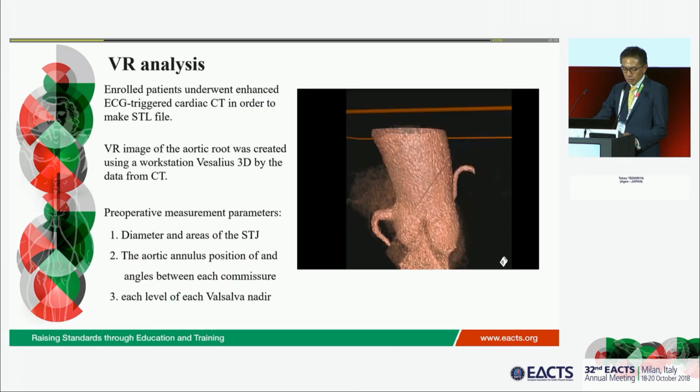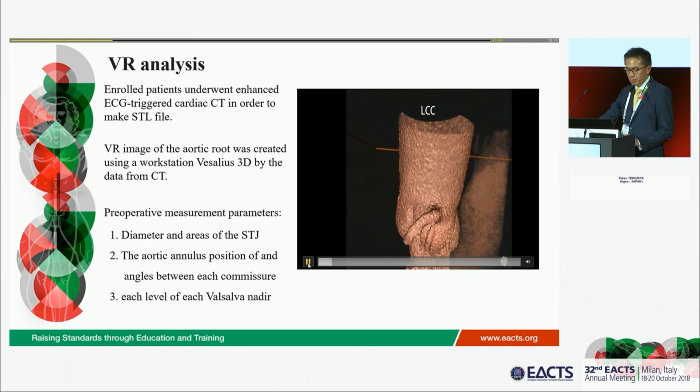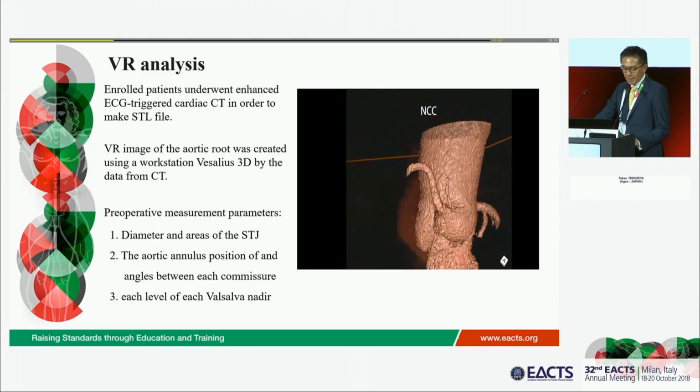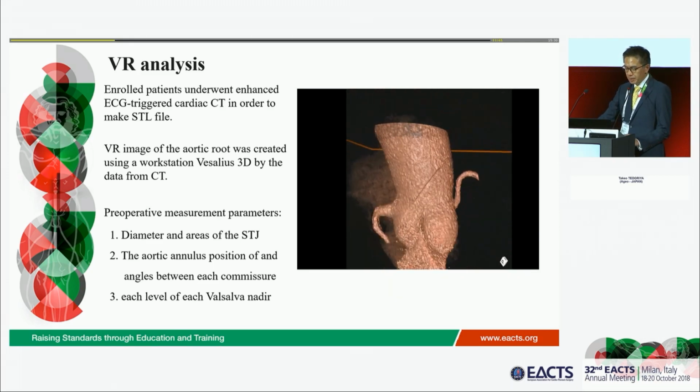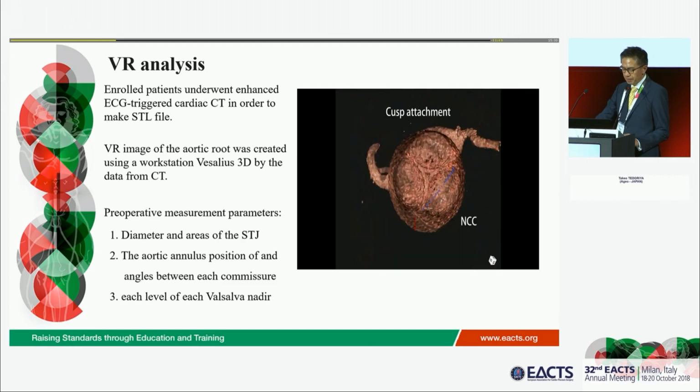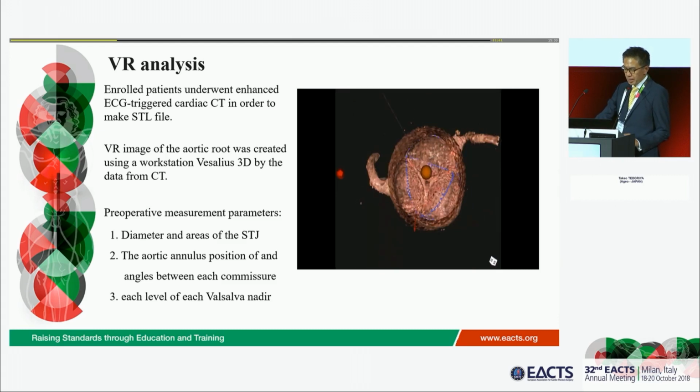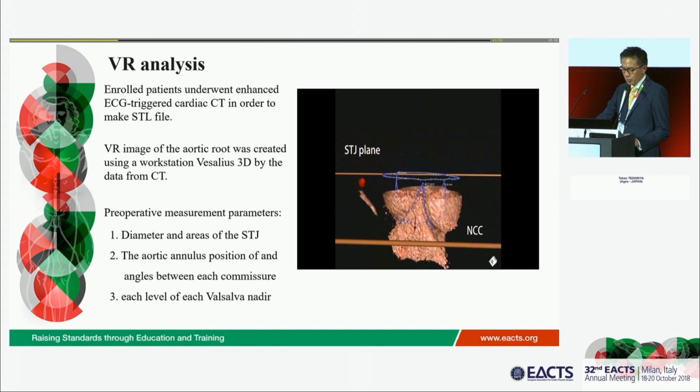So talking about VR analysis, enrolled patients underwent enhanced ECG-triggered cardiac CT in order to make STL files. VR image of aortic root was created using a workstation called Bizarrius 3D by the data from CT. This is an image of virtual reality. So you can see the aortic root.